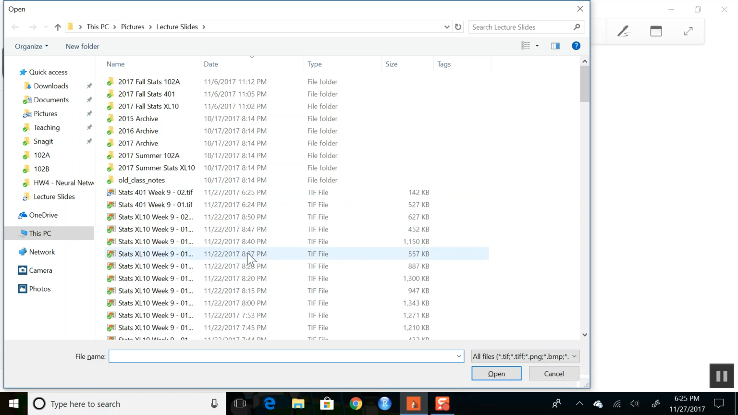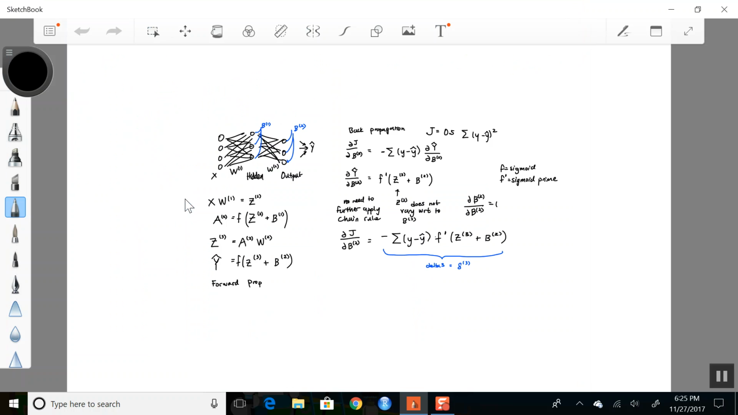Go back. Why is this way smaller? I don't know.